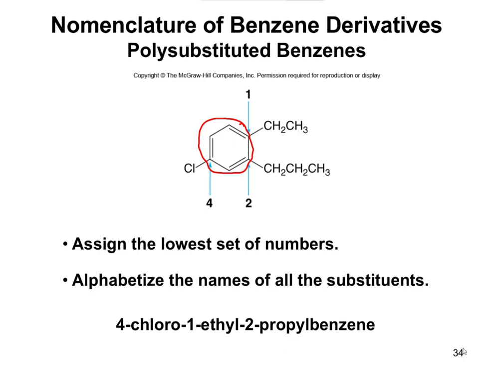And then we're going to say, okay, the way to get the lowest possible numbers around the ring is to put this group at number 1, this group at number 2, and that would mean that chlorine would be at number 4. And then you're going to alphabetize the names, so 4-chloro, because chloro comes first, 1-ethyl, because C then E, and then 2-propyl benzene.